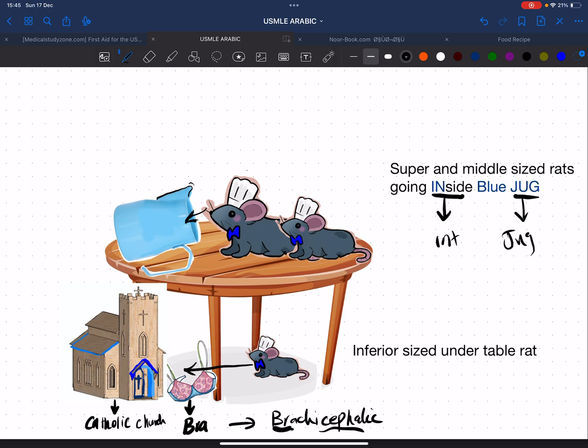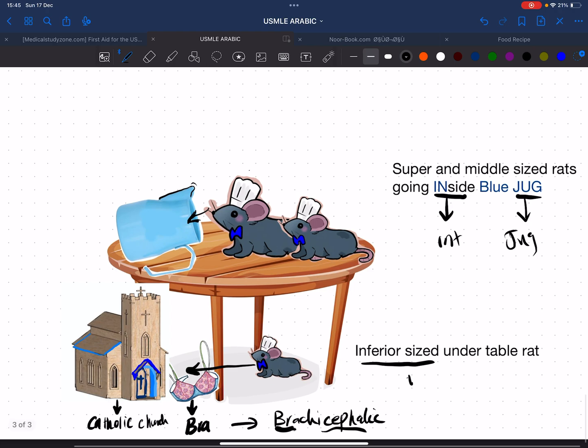However, the small-sized rod, which is below the table or inferior to the table, reminds us we're talking about the inferior thyroid vein, and it is draining into brachiocephalic. So this rat is going to the Catholic Church, and there is a woman who left her bra, to remind us of brachi, and Catholic to remind us of cephalic. They rhyme, right? So we're talking about the brachiocephalic vein.